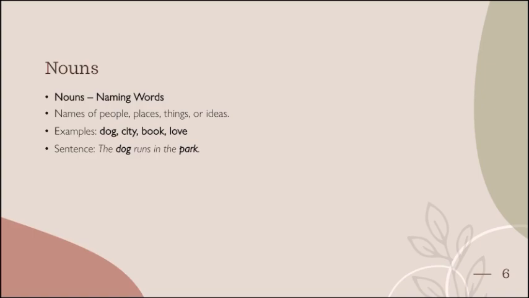For example, the dog runs in the park. Dog is considered a naming word and park is also a naming word. So those 2 words in the sentence are called nouns.